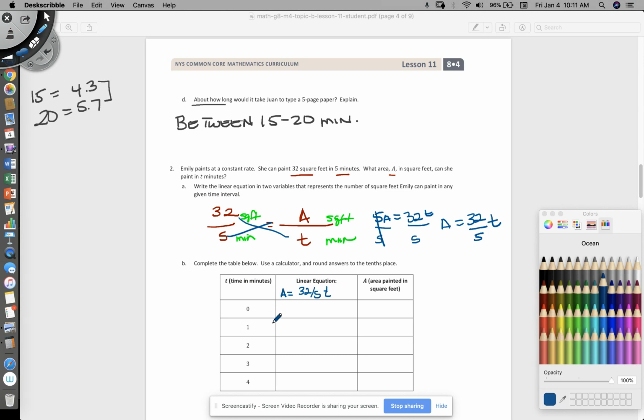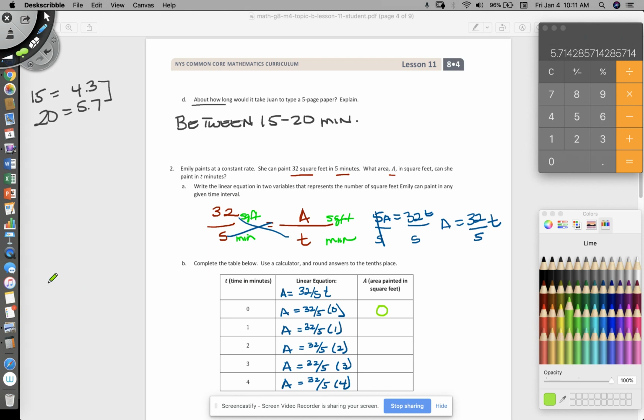All right, now they already gave me my time, so I'm just going to fill that in for all my T's. A equals 32 divided by 5 times 0. A equals 32 divided by 5 times 1. A equals 32 divided by 5 times 2. A equals 32 divided by 5 times 3. And A equals 32 divided by 5 times 4. Now, I know that this one here is going to be 0 because anything times 0 is 0. But let's go ahead and grab our calculator just to make life a little bit easier.